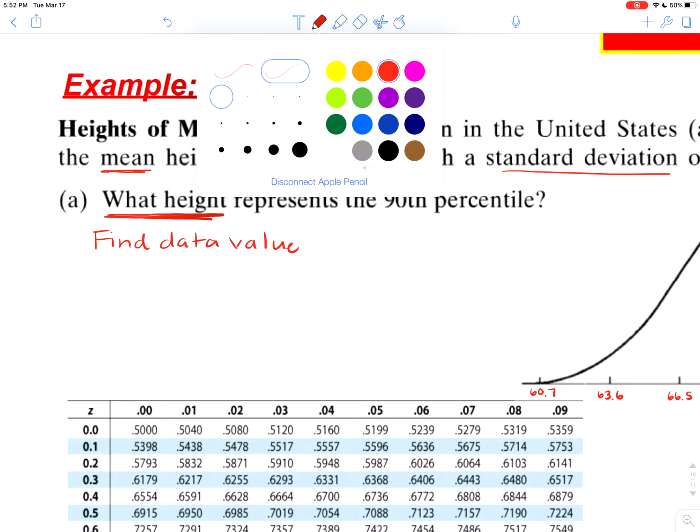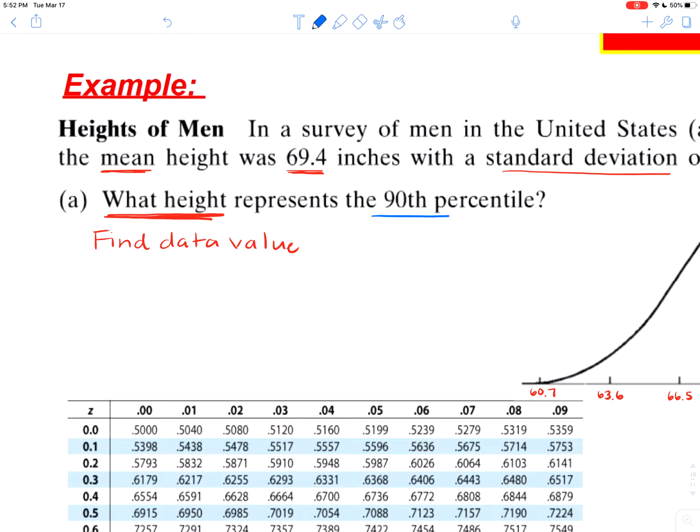and I am given an area because I'm asked for a percentile. So whenever you're asked for a percentile or a quartile, you always want to write this in terms of the corresponding area. And the 90th percentile just means the area to the left is 90%, which is what I want to use to find the corresponding data value.